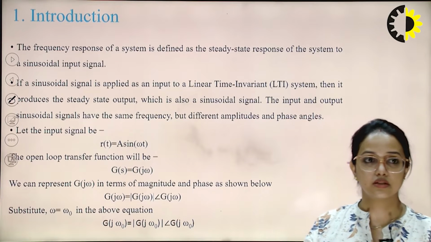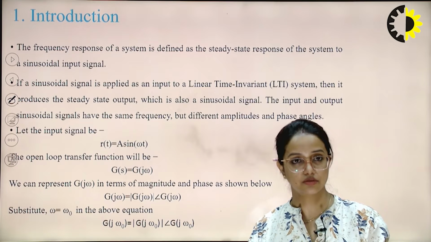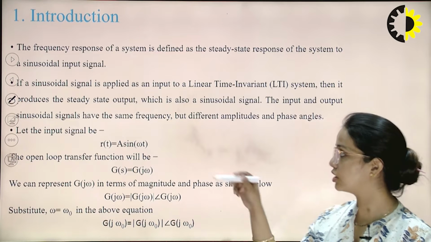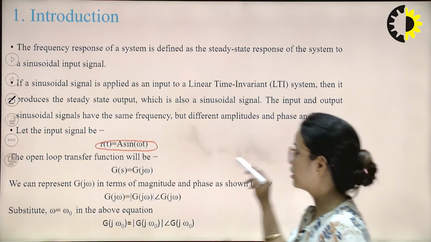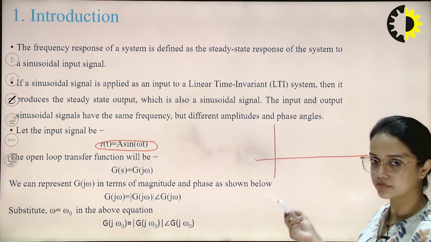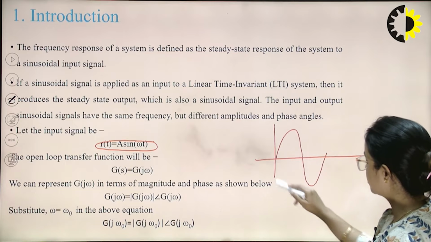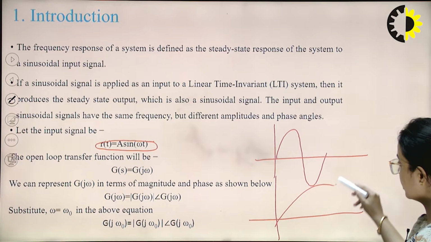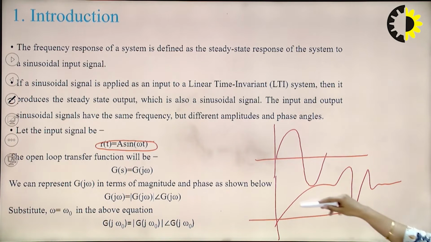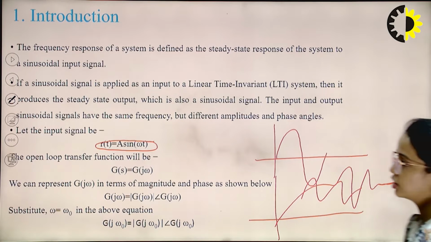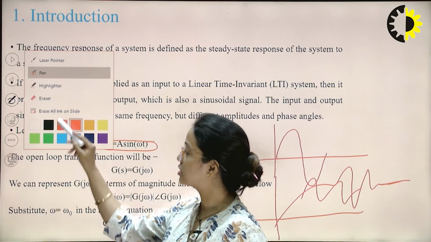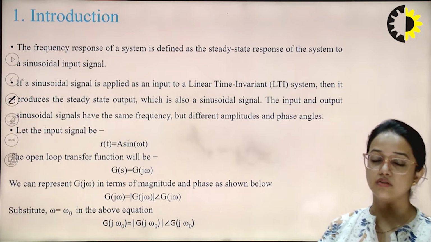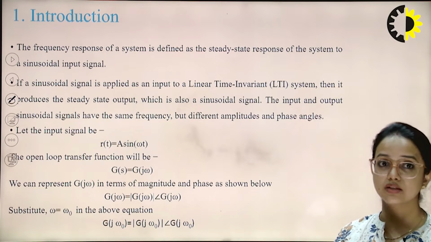Now, the frequency response of a system is defined as the steady state response of the system to a sinusoidal input signal. So we are giving some sinusoidal input signal. Initially we will have some transients, and after that transient the system will get settled. So we call this the transient and the steady state part of the response. Frequency response is the analysis where we are just evaluating the steady state response.